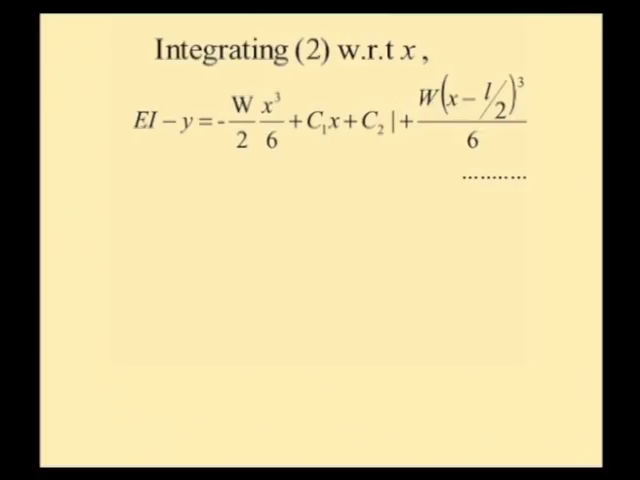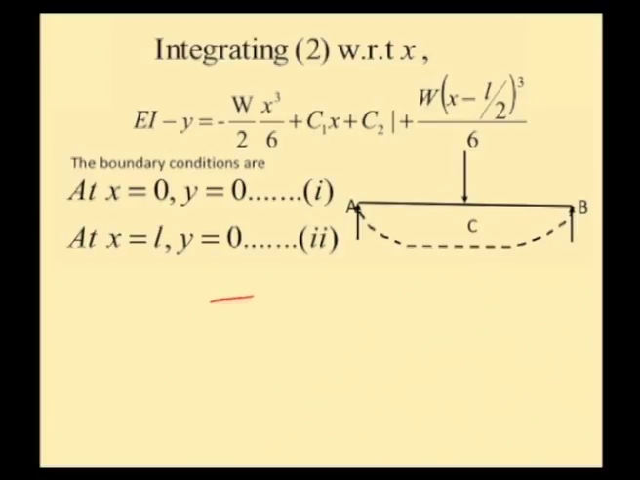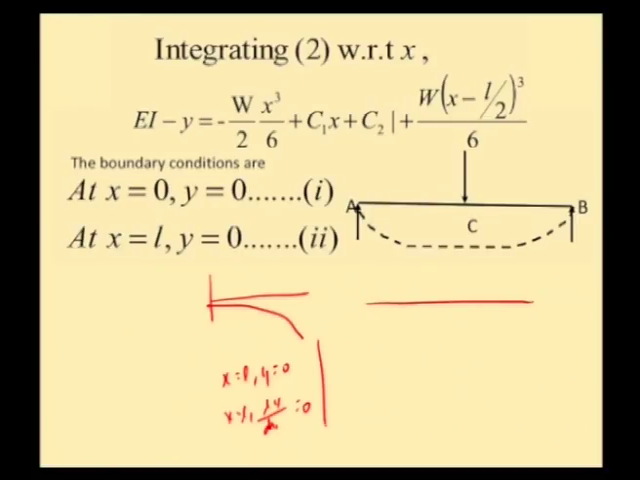The constants of integration can be found by substituting the boundary conditions. We very well know the boundary conditions. Let us recall them for the cantilever beam. This is the way the cantilever beam will deflect. So, at x equal to L, y equal to 0 and at x equal to L, dy by dx equal to 0. These are the boundary conditions for a cantilever beam, whereas a simply supported beam will deflect in this fashion.